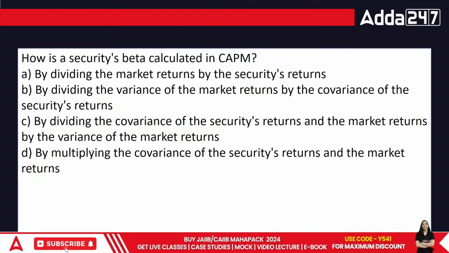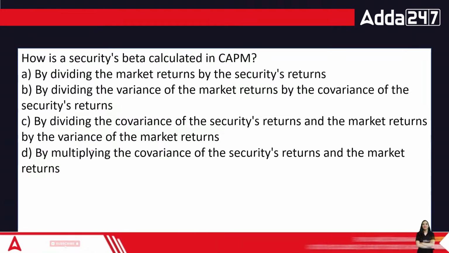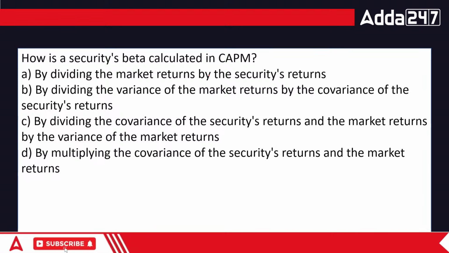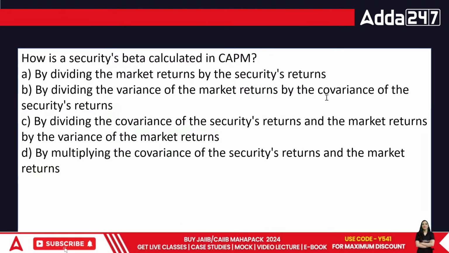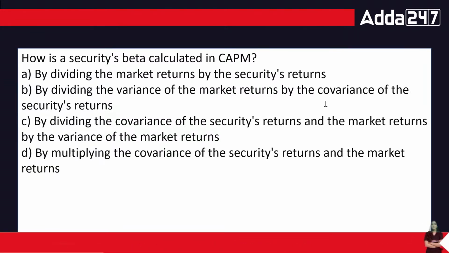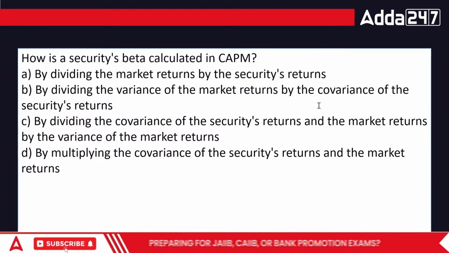Okay everyone, how is security beta calculated in CAPM? This was an important area because beta-based assumptions were there. In the examination, they asked a question regarding beta assumptions. So that's an important area to be covered. So everyone, what's going to be the answer?